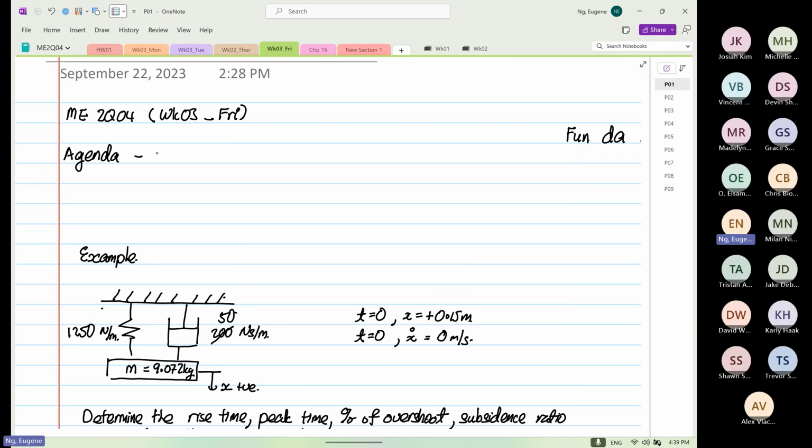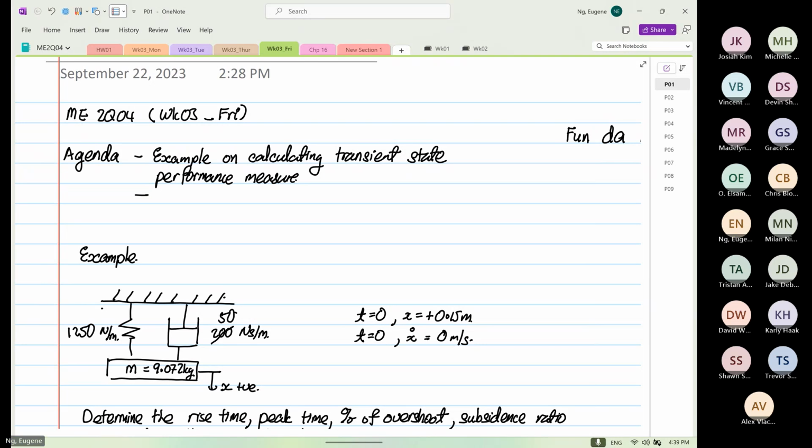We're going to work on an example on calculating transient state performance measure. And then after that, we are going to a new topic. And this new topic will be in your term test.